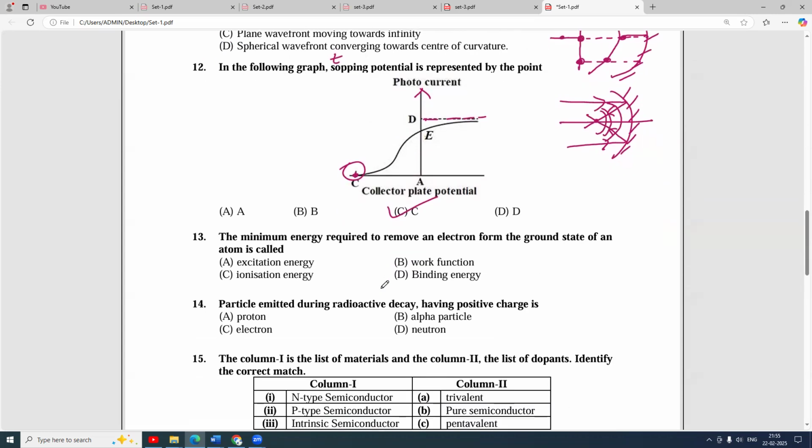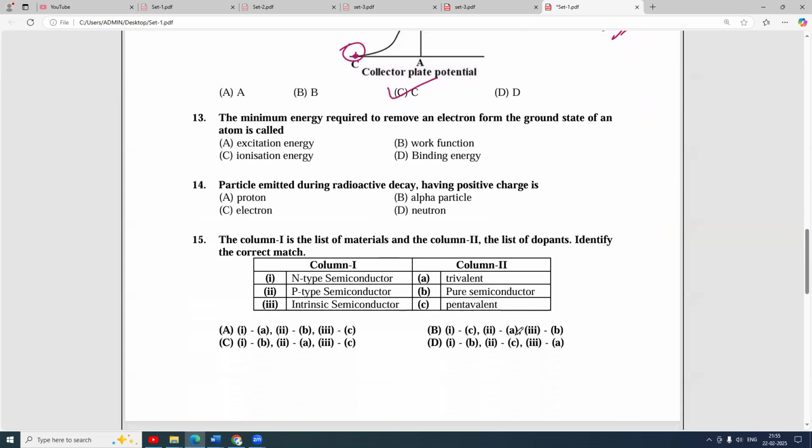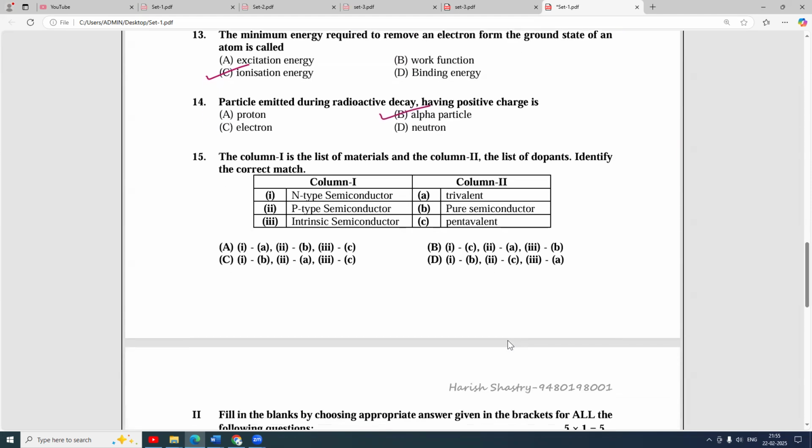The minimum energy required to remove an electron from the ground state of an atom, that is ionization energy. If electron is, for example, in the ground state of hydrogen atom, 13.6 electron volt of energy is required to remove it completely out of the atom. So particle emitted during radioactive decay having positive charge, that is alpha particle, negative charge is electron, and neutral particle is gamma ray. The column 1 consists of materials, column 2 the list of dopants.